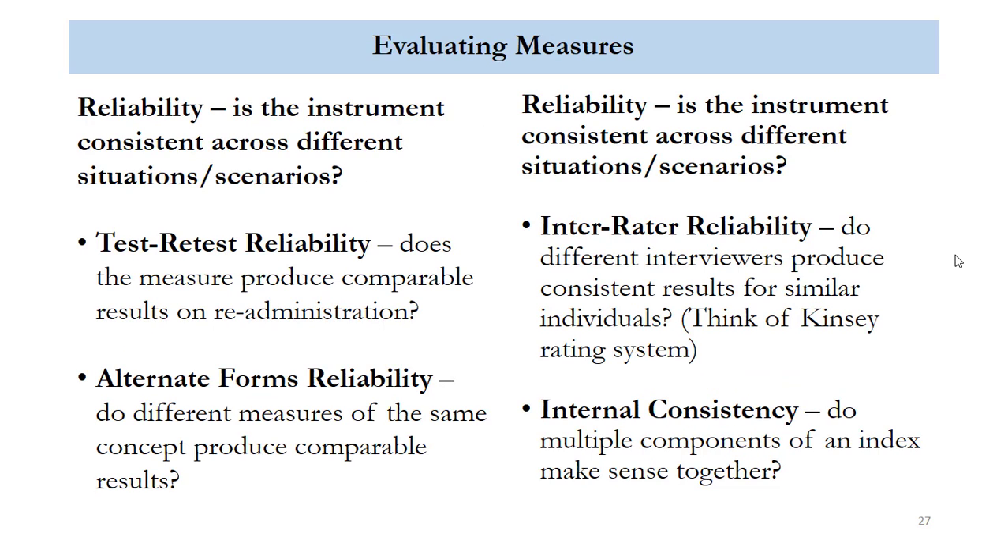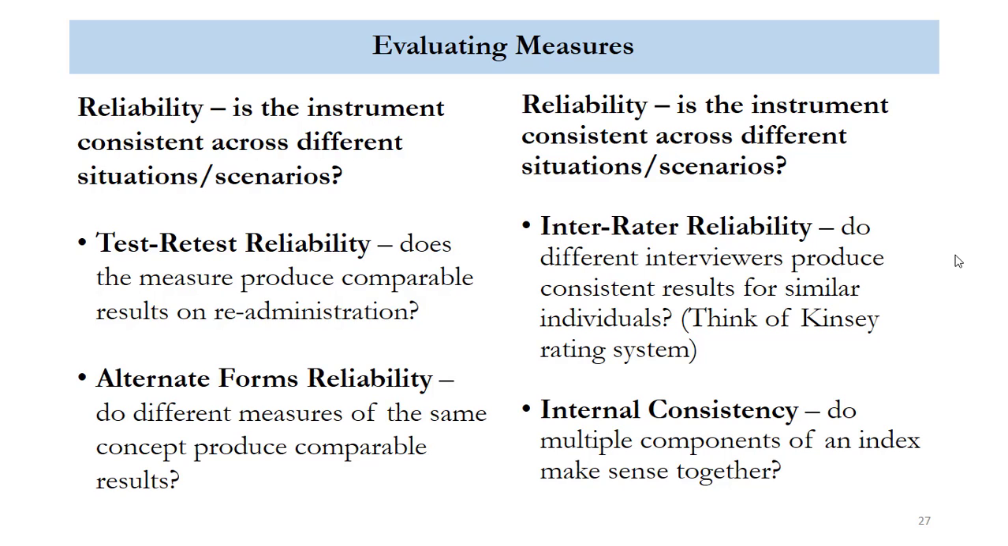Inter-rater reliability then, a good example that we looked at in part one of this was in the Kinsey studies. In the Kinsey studies, the researchers used raters to score a person's sexual orientation. Based on the histories that the researchers took of all the participants, they postcoded the individuals on the Kinsey scale, an 8-point scale, 0 to 6 or an X. And so inter-rater reliability deals with the extent to which different researchers will produce consistent results for similar individuals.